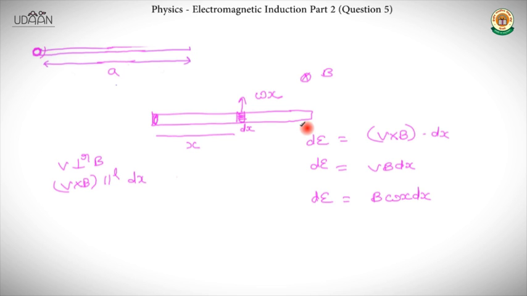And we are going to integrate this from 0 to L, the entire length of the rod. So the EMF developed would be B omega, I am taking the constant outside first, integral of x dx. This is a simple integral. On solving, we will get it as B omega L squared by 2.